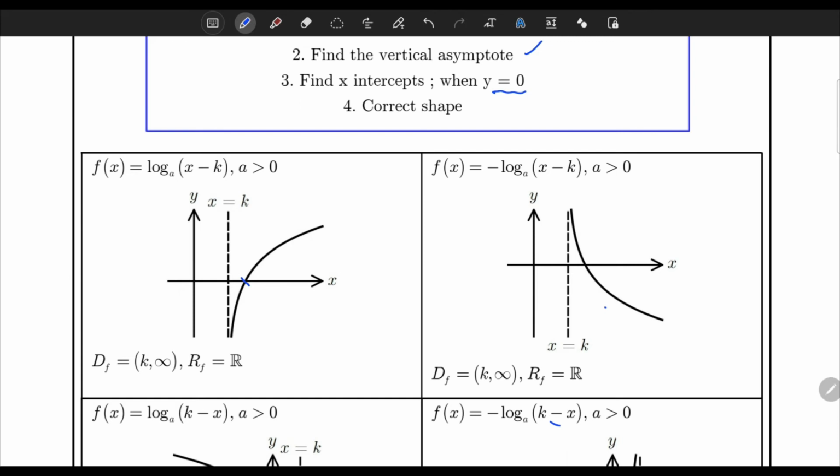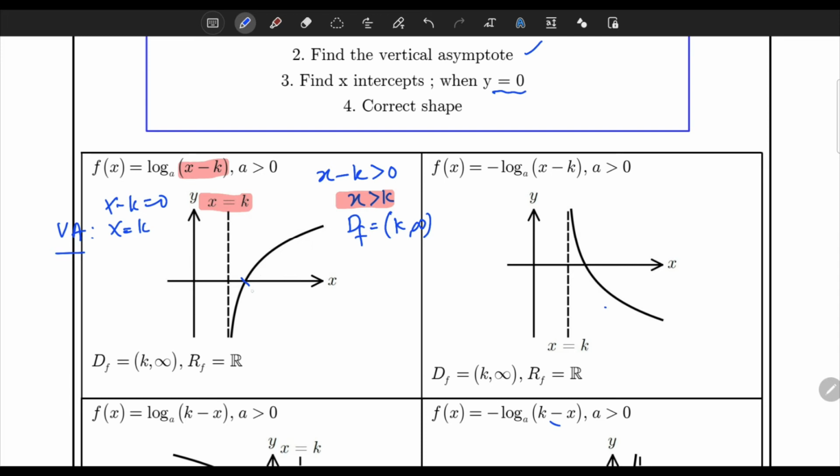Alright, f(x) equals log of (x minus k). So where do we start? Normally we look at inside the log. The x minus k must be greater than 0, cannot be equal to 0. So here you get x greater than k. This is actually your domain, so you know your domain directly, which is (k, infinity). Knowing that your domain is (k, infinity), x equals k is your vertical asymptote. So you can state that x minus k equals 0, x equals k, will be your vertical asymptote.